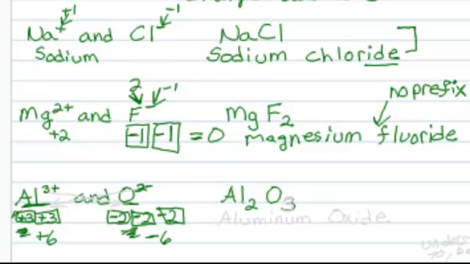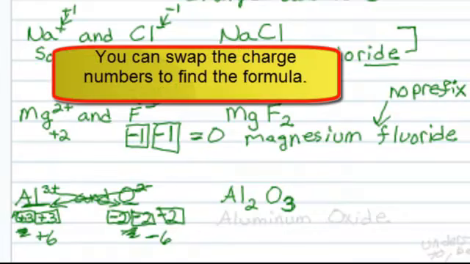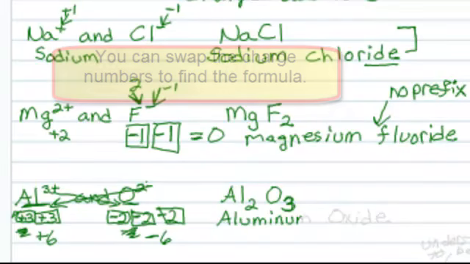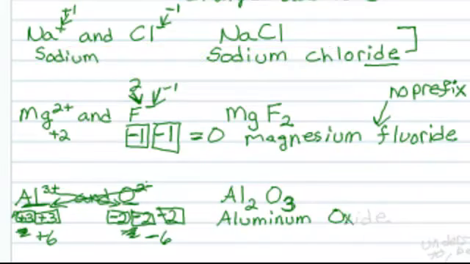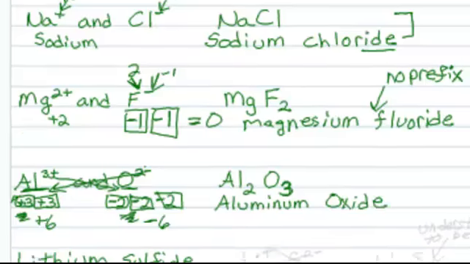Now, if you noticed from this example and the last example, there was kind of a pattern there. What you need to do is you just need to take the 2 numbers up at the top and cross them over each other. So the 3 goes behind the oxygen and the 2 goes behind the aluminum. But you don't carry the charges, you just carry the numbers. So the name is, Al is aluminum, oxide, and that's its name.